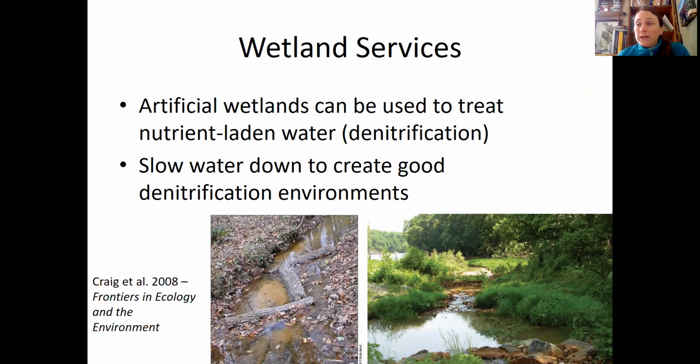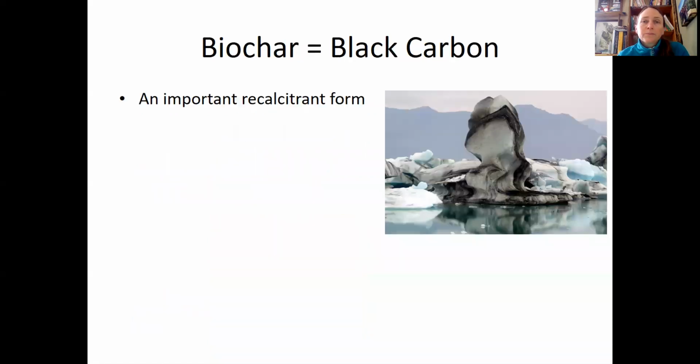So we try to kind of create these environments where things like denitrification in particular can happen. And that is the taking of nitrogen from bioavailable forms like nitrate and ammonium and turning them back into nitrogen gas and releasing them to the atmosphere where they can really do no damage. And so if we can create these environments where we slow down water, we provide a lot of carbon, we can create the environment where denitrification might occur, and that can be good for nutrient pollution overall.